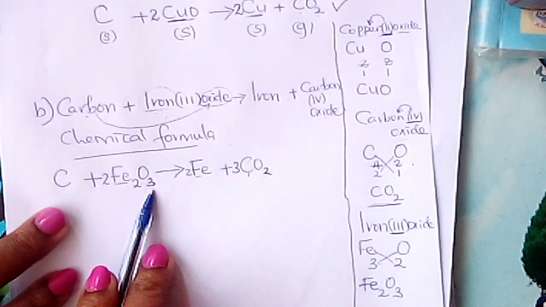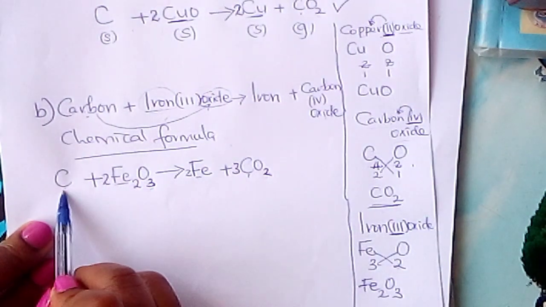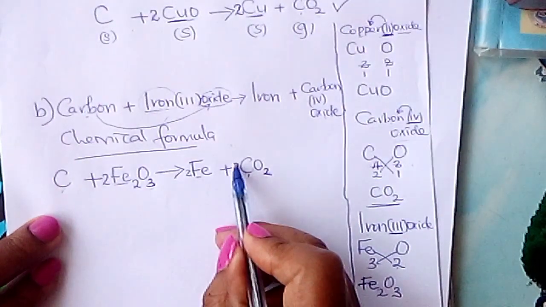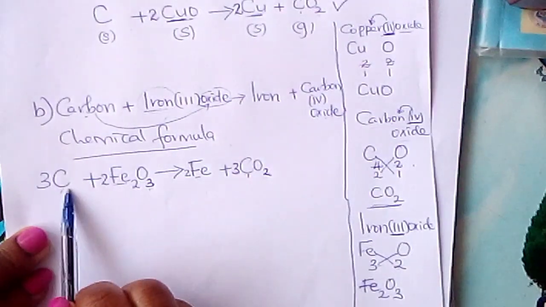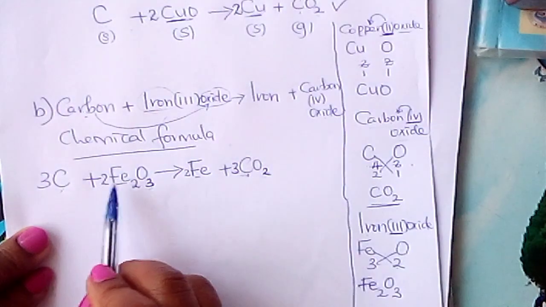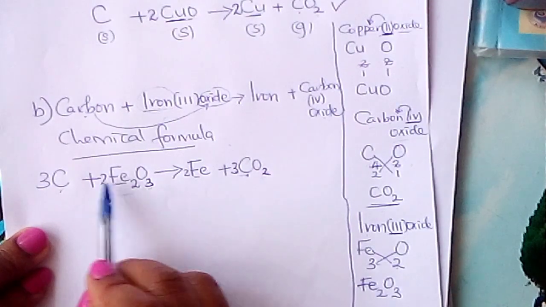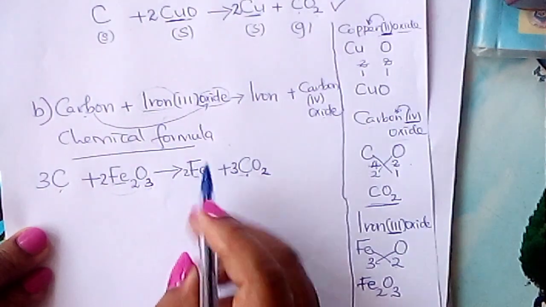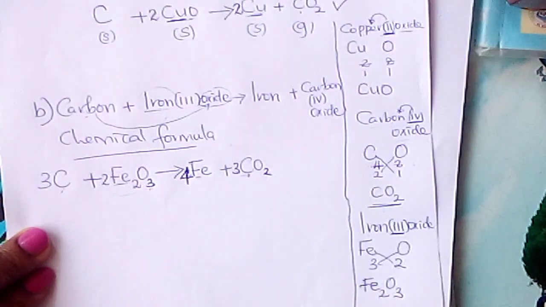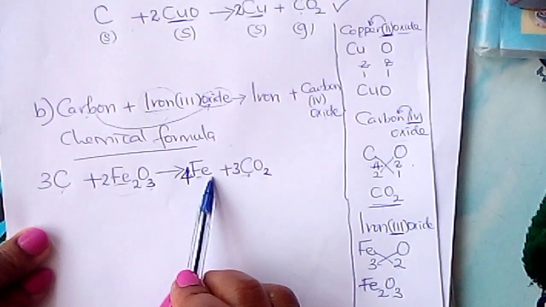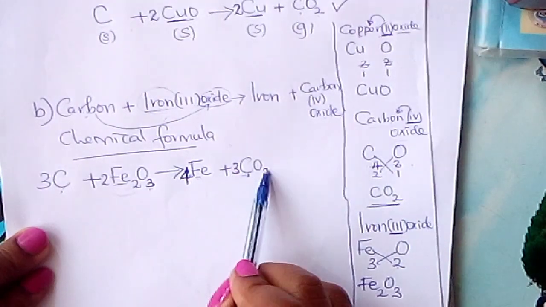Once you do that, Lana, it is not enough. Go back and confirm whether everything is balanced. 3 carbon atoms, Lana. Come and fix a 3 there. So we talk of 3 carbon atoms. Here we talk of 4 iron atoms, 2 times 2, 4 iron atoms. Here we have 2, so you convert this 2 to 4, so you talk of 4 iron atoms, 6 oxygen atoms, 6 oxygen atoms, and it is balanced.